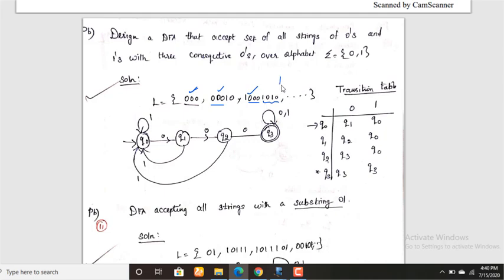And some strings are 1 0 0 0. So 1 1 0 1 0 0 0. Yes, it is also acceptable. 3 consecutive zeros appear there 2 times.